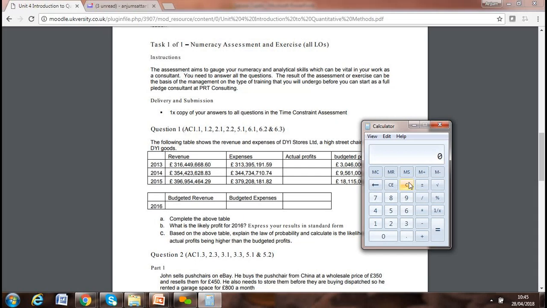That's why our actual profit is less than the budgeted one. Sir, one thing I'm confused about is that when we calculated the budgeted revenue, we took the years 2013 and 2014. Why didn't we take the years 2014 and 2015 to find out the trend, like whether it was increasing or we have the same trend?